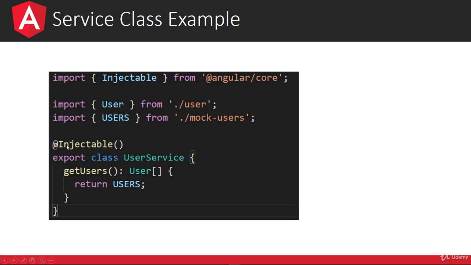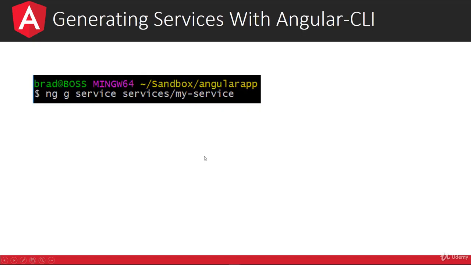Then we have the Injectable decorator here above the class, and then the class is, in this case, UserService. And we have a function here called getUsers, and it's typed to a user, which we brought in from the model. And then we're just returning the users that we brought in from mock users. So that's how we would create a service.